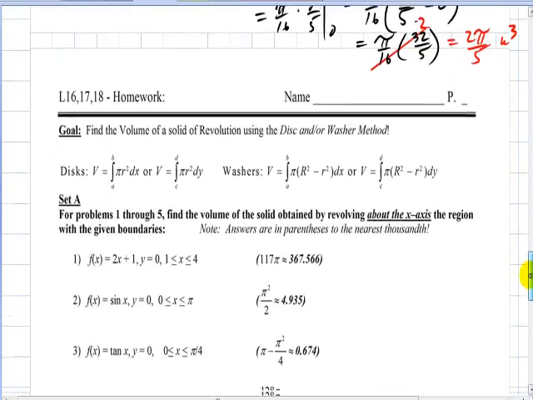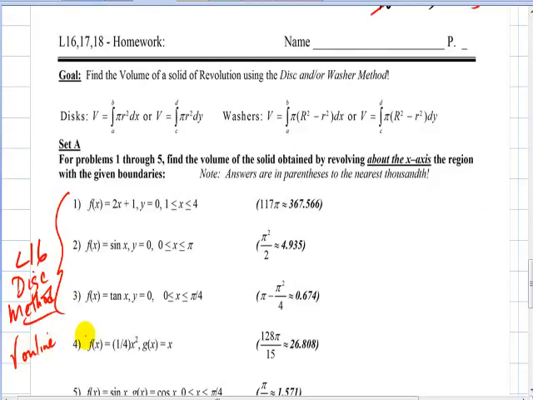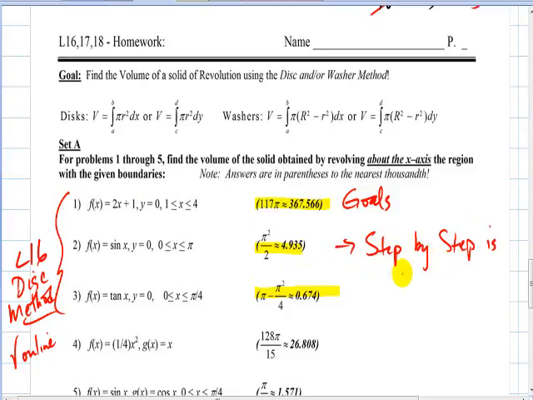Right now, what I want you guys to try to do in this homework are the first 3 problems. This is lesson 16, the disk method. So give that a shot. Check the solutions online for my step-by-step results. The answers are here, obviously. So those are your goals, but step-by-step is online. Okay, good luck. Try the first 3, and we'll handle the rest later. See you tomorrow.